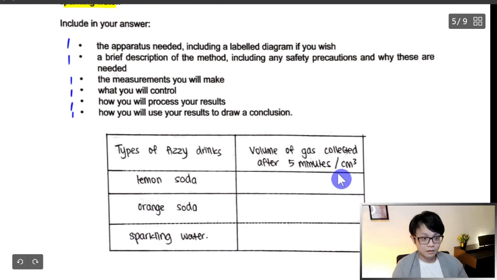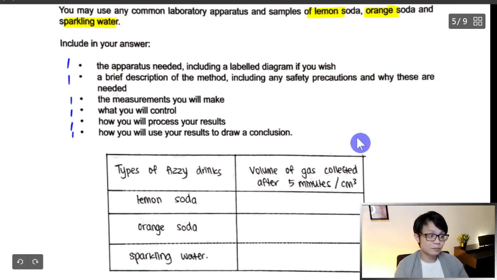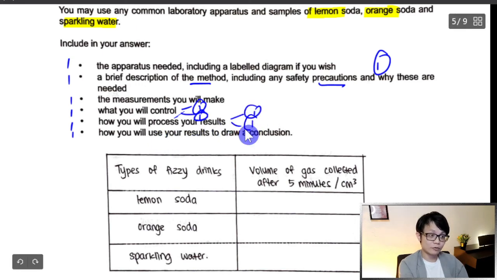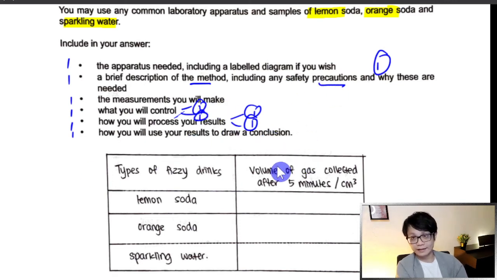But the answer here is 7 marks, so you need to get 1 more mark. Probably the method is 1 mark and the precaution is 1 more mark. Roughly you want to give 1 more precaution. Maybe how you will control it, or how you process the data, you can also put more. Up to you, it should be more than 7 marks.